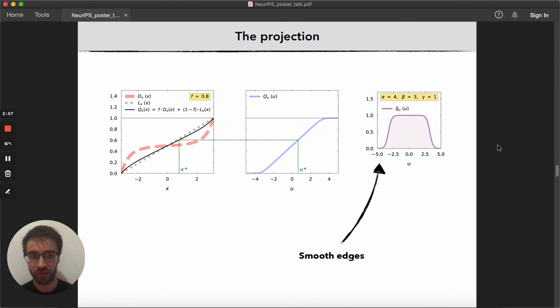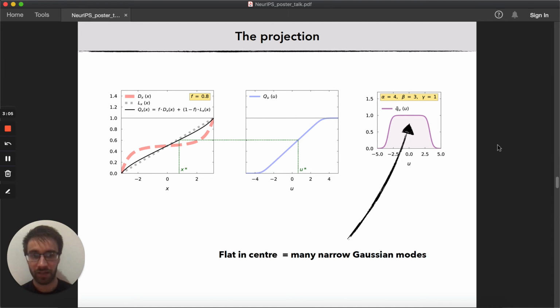Now, this target distribution is designed to have two properties. Firstly, it has smooth edges to remove hard physical boundaries, and secondly, it's very flat in the middle, and this encourages the resulting latent distribution to be well described by many narrow Gaussian modes, instead of being dominated by a single Gaussian, as this would make it difficult to parameterize any deformations later on.